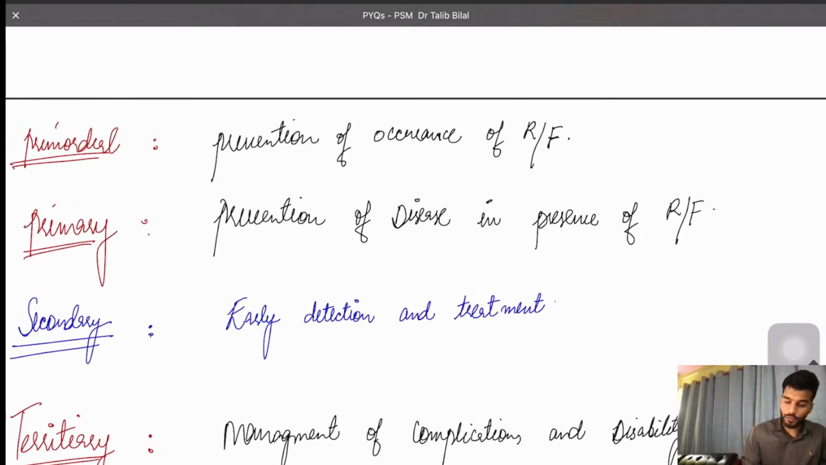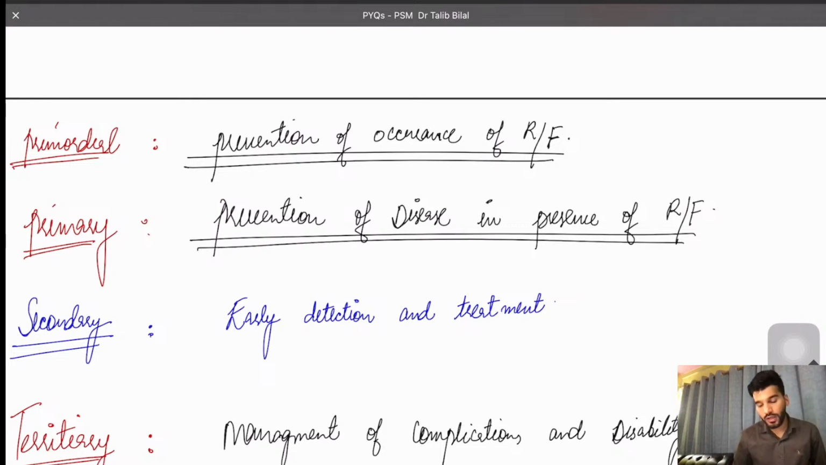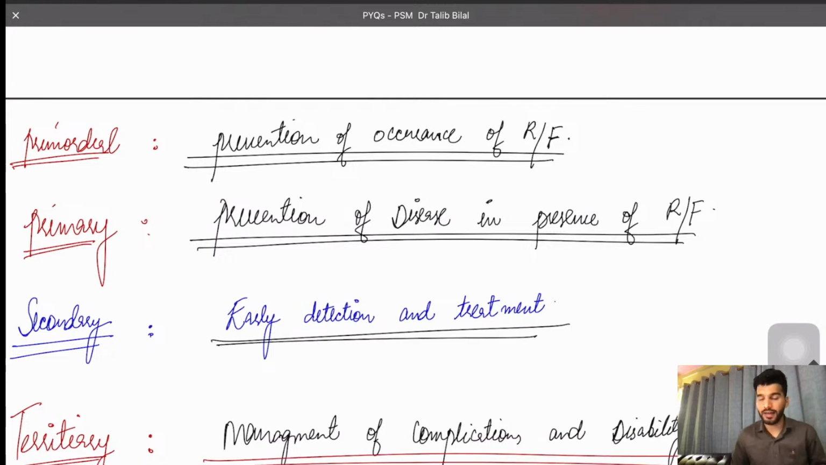So what are the levels of prevention, guys? Primordial first: prevention of occurrence of the risk factor. You are stopping the risk factor from occurring. Then primary means prevention of disease in the presence of the risk factor. Then the third one, secondary: early detection and treatment. And the last one, tertiary: management of complications and disability.